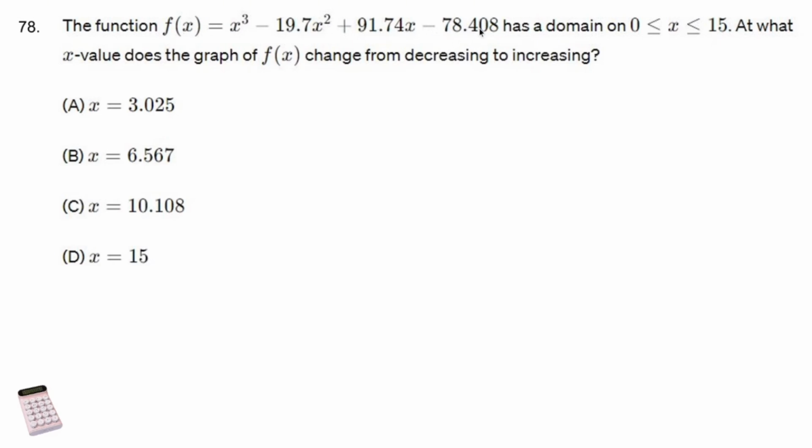The function f of x equals x cubed minus 19.7x squared plus 91.74x minus 78.408 has a domain on x's in between 0 and 15 and including. At what x value does the graph of f of x change from decreasing to increasing?